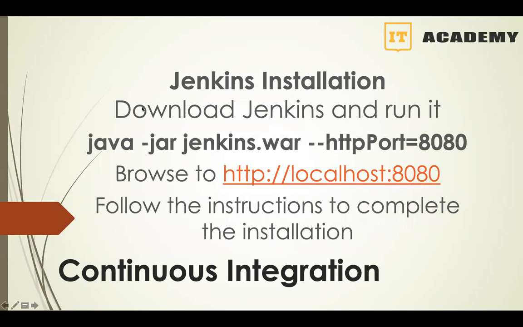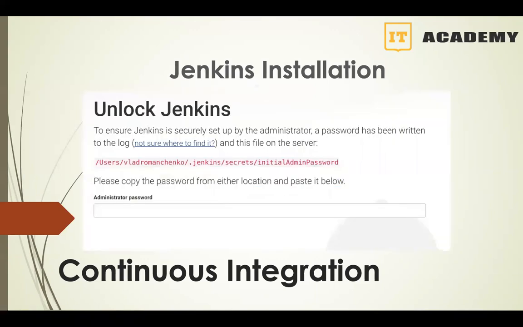So how to install Jenkins? Download it and then run it. To run it, you need to have Java installed. You specify the parameter -jar, because that's the type of file which you're going to run, and you're running this jenkins.war file. Then you specify --httpPort equals, and here you can specify any number. Then Jenkins is going to run on this port. Then you open the link localhost and this port number in your browser, and follow the instructions to complete the installation. Here's how this installation looks.